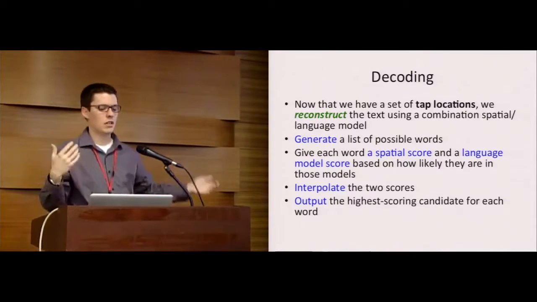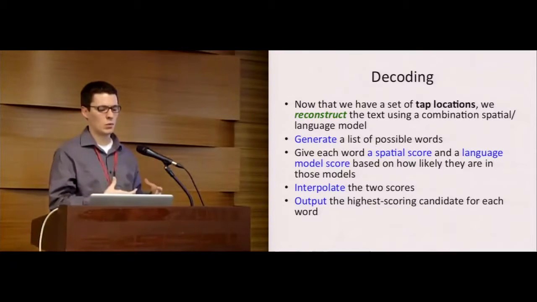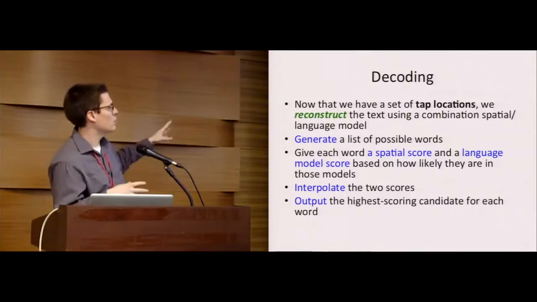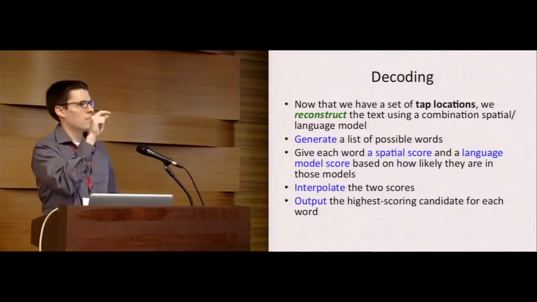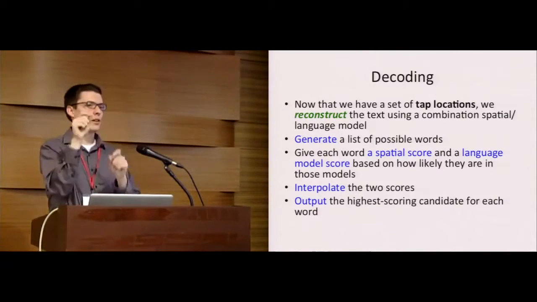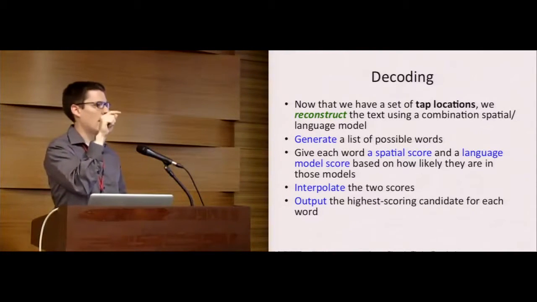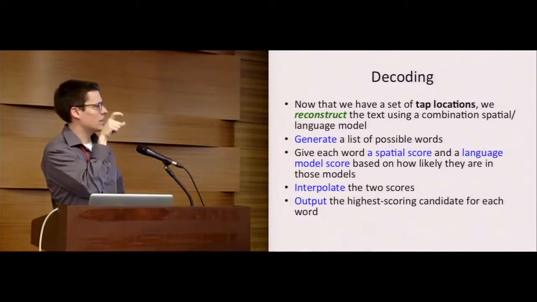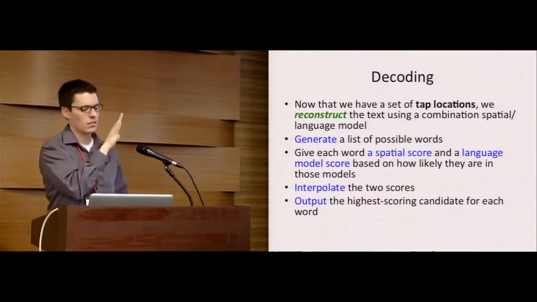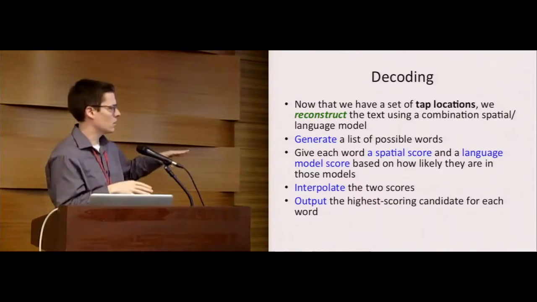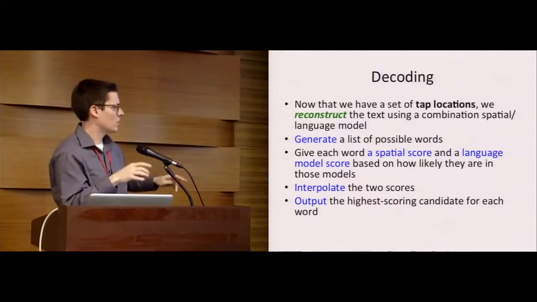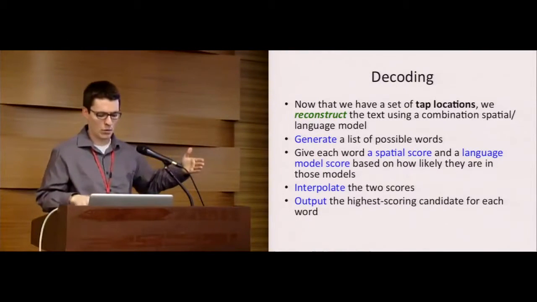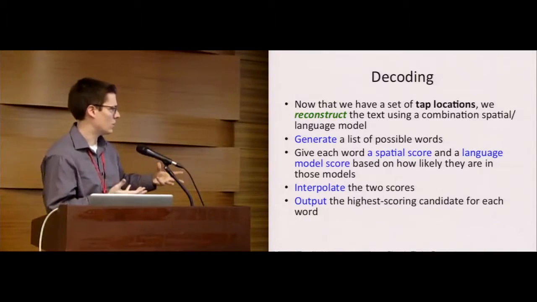So what we did was we used an algorithm to generate a list of possible words, and then we gave each word a score based on a combination of two factors. The first factor was you got a score for each letter based on how far the tap was from that letter in Euclidean distance space. And it turns out it's the square of the Euclidean distance because of the way the math works out. But essentially, if you have a candidate word and it has a P on the first letter and the first tap was far from the P, that's not going to get a very high score.